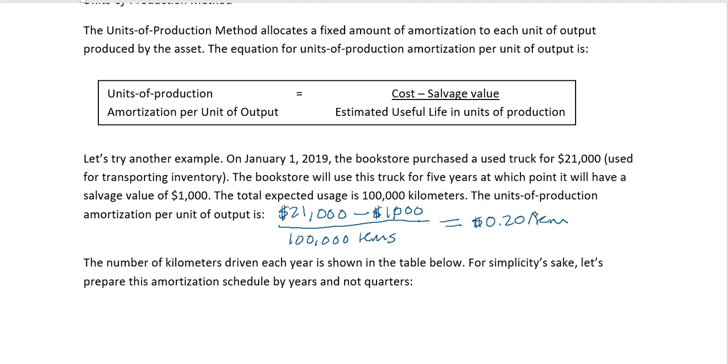Now we don't necessarily do it every time we drive a kilometer or even every time we make a trip, but typically we make our adjusting entry for amortization at the end of a month or a quarter or even year. The number of kilometers driven each year is shown in the table below. For simplicity's sake, let's prepare this amortization schedule by years and not quarters.